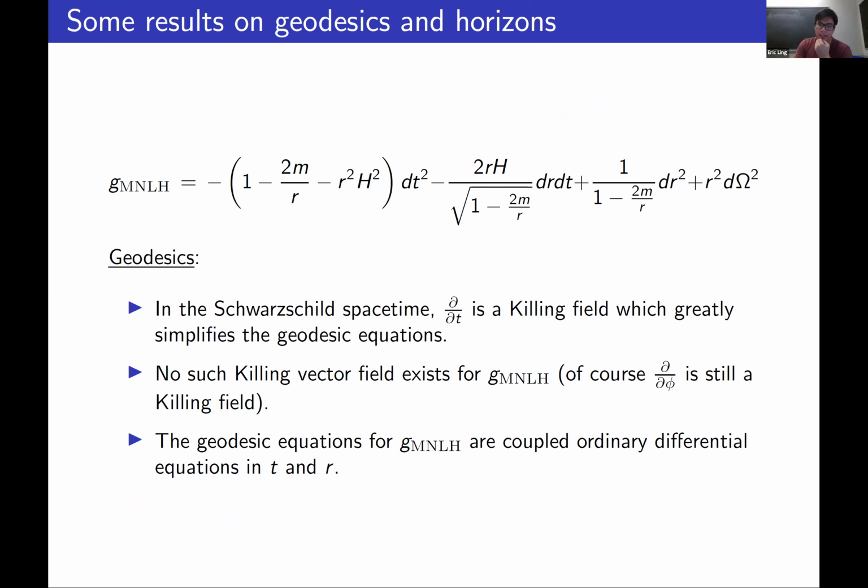So in the Schwarzschild spacetime, partial t is a Killing field, and this greatly simplifies the geodesic equations. I mean, without this fact, the geodesic equations would almost be impossible to solve. But you aren't going to have this for this metric here, right? Because unfortunately, this metric has both r and t dependence. And so now the geodesic equations really become a system of coupled ordinary differential equations in t and r, and I don't know how to solve coupled ordinary differential equations, right? So, I mean, this is a challenge.